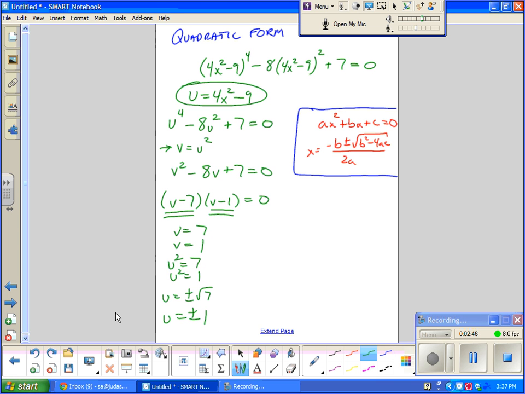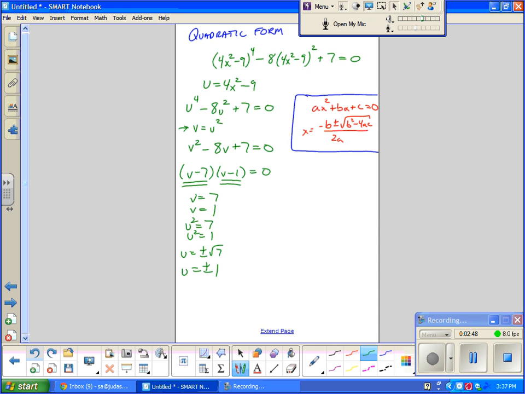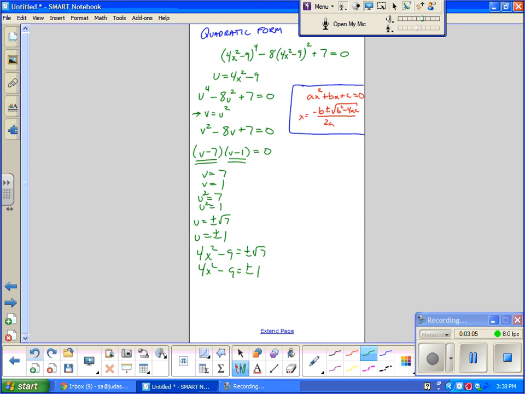Well, u equals 4x squared minus 9. So I get 4x squared minus 9 equals plus or minus the square root of 7, and 4x squared minus 9 equals plus or minus 1. And I can solve both of these by moving 9 over and dividing by 4. And this is a lot of work. 4x squared equals 9 plus or minus the square root of 7, divided all by 4. How do I get x? I take the square root of this, plus or minus, and there are going to be 2 of your answers.